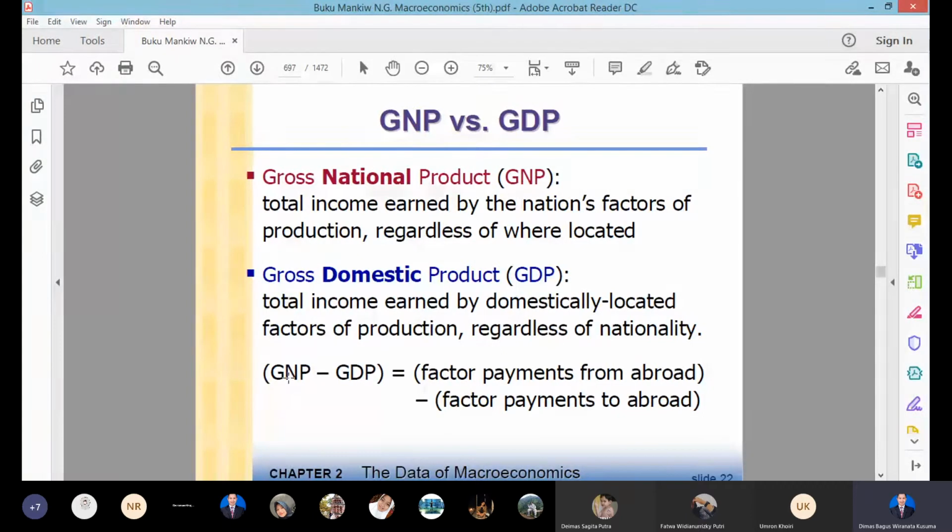And here we have a formula, GNP and GDP. GNP includes the factor payment from abroad. GDP includes the factor payment to abroad. So in other words, GDP actually tends to remit income outside Indonesia. The funds are running out from Indonesia. But with GNP, the income tends to be transferred into Indonesia. So, the next one, the next slide.